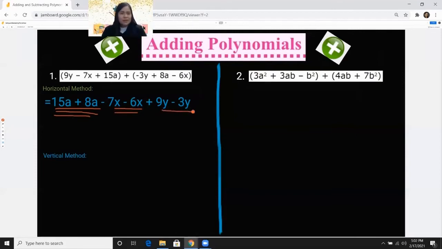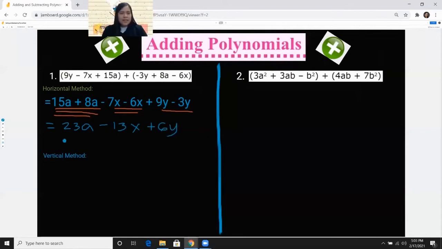After arranging them based on their degree and order, now we're going to combine like terms. Because take note, you cannot combine unlike terms. So in here, we'll have 15A plus 8A, we will have 23A. Negative 7X minus 6X, we will have negative 13X. Using the concept in integers of combining unlike signs, we have positive 9Y minus 3Y. So you have 9Y, taking away 3Y, you still have 6Y. So we have positive 6Y.